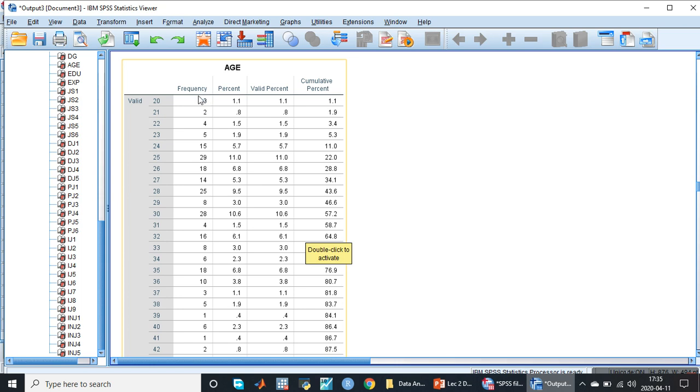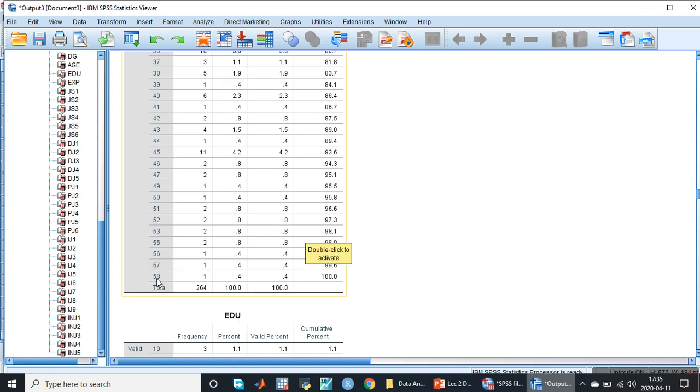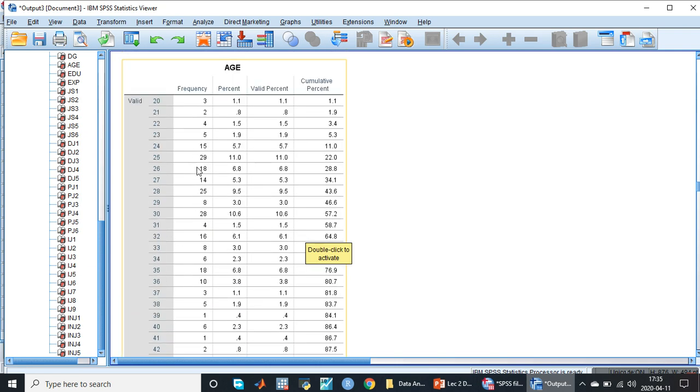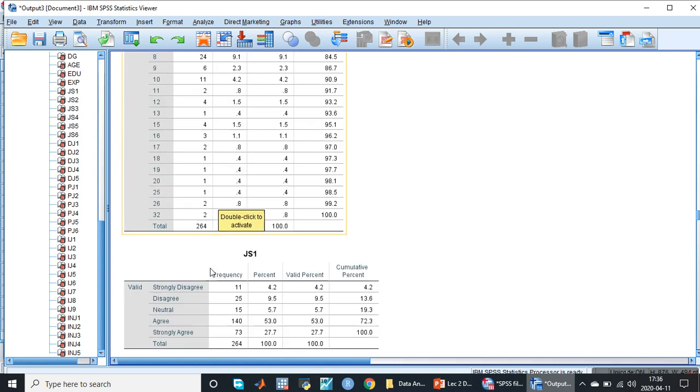While for age, there were 3 individuals whose age was 20. We have collected the data for a total of 264 individuals. The age of one individual was 50, the age of one individual was 57, the age of one individual was 56, while two out of 264 were of age 55. Just like 25 individuals who filled your questionnaire had the age of 29. Exactly, the interpretation is the same for all of the other questions.